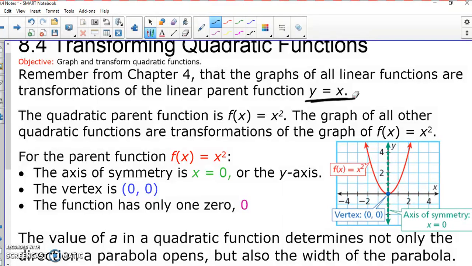Now our parent function for any quadratic function is going to be f of x equals x squared. So we're going to take that x squared and then we build on that. We might add a plain x, we might add a constant, we might add something in front of the x squared, okay? But everything is going to build off of this x squared here.